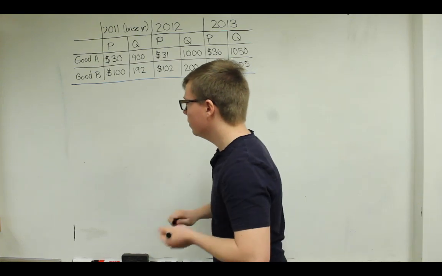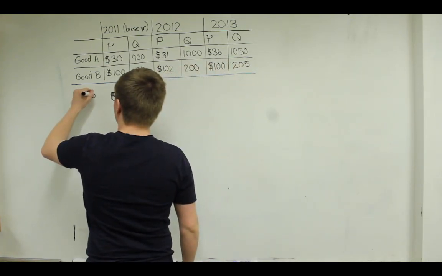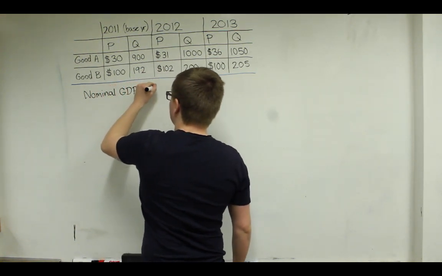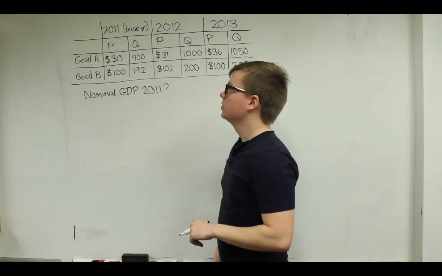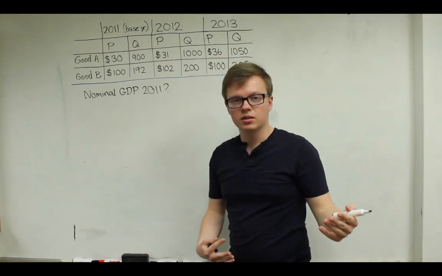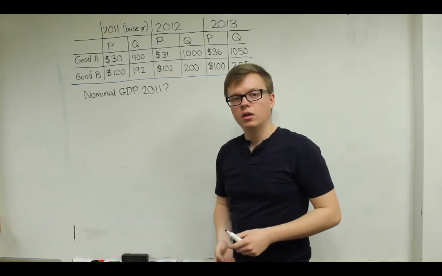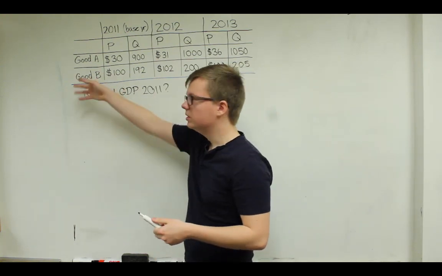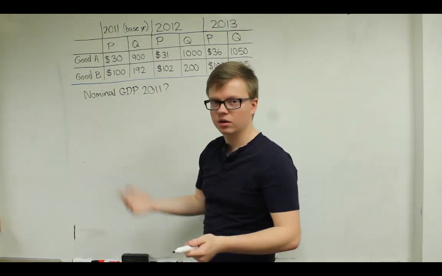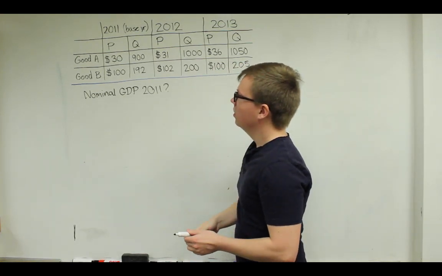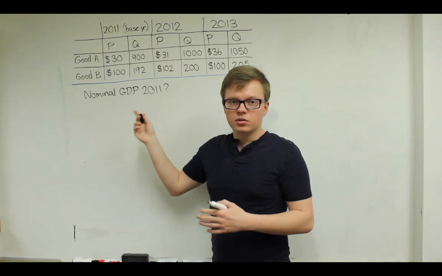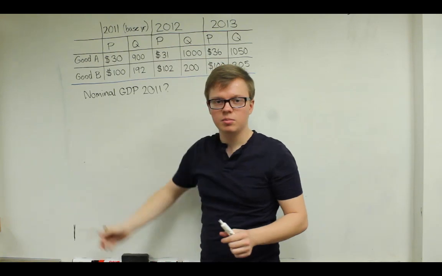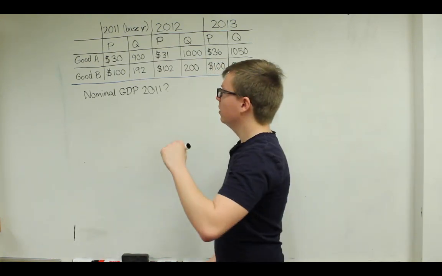Our first question will be, what was nominal GDP in 2011? First of all, GDP is a measure of total output of a country, and in this problem we're going to be assuming that goods A and B are the only two goods in whatever country this is. So for nominal GDP in 2011, we only have to look at 2011. Whenever you have nominal GDP, you only focus on that one year.